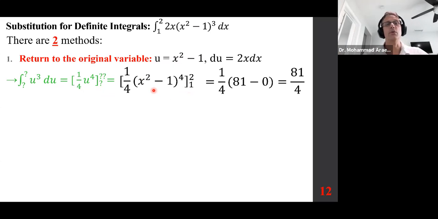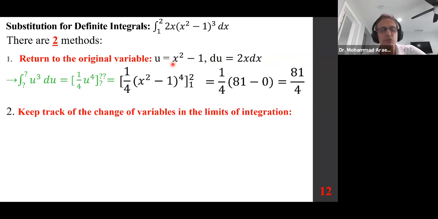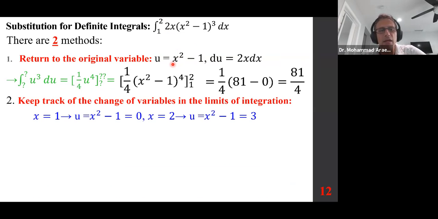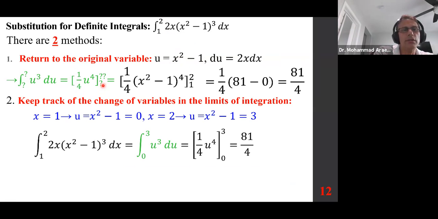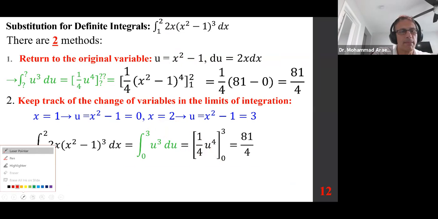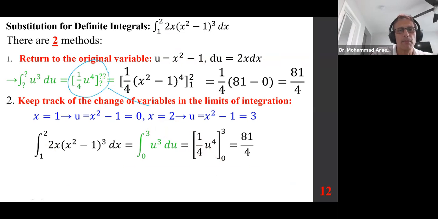Or, returning to the original variable, or keep track by plugging in 1 into the u, giving you 0. So the lower limit 1 results in lower limit 0. The upper limit 2 gives you 2 squared minus 1 or 3. So the new upper limit is 3. So you can keep track of that. And therefore, when you are here, you write it as 1/4 u to the power of 4, from 0 to 3.